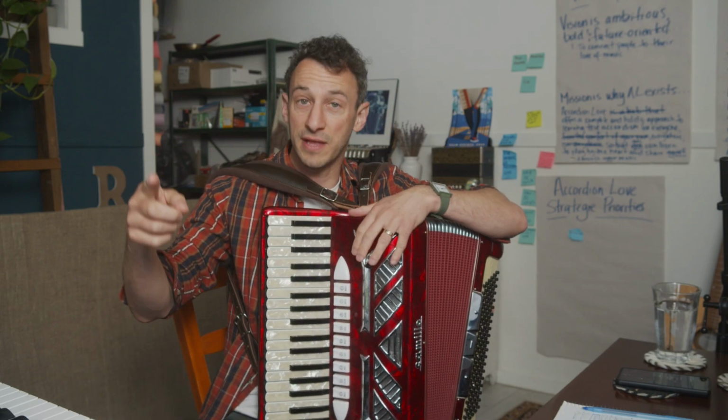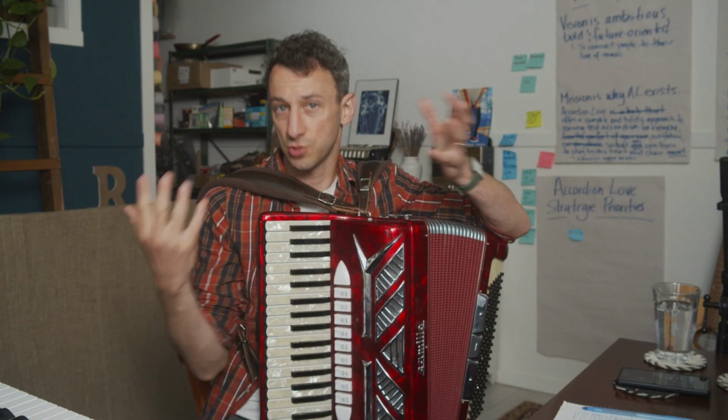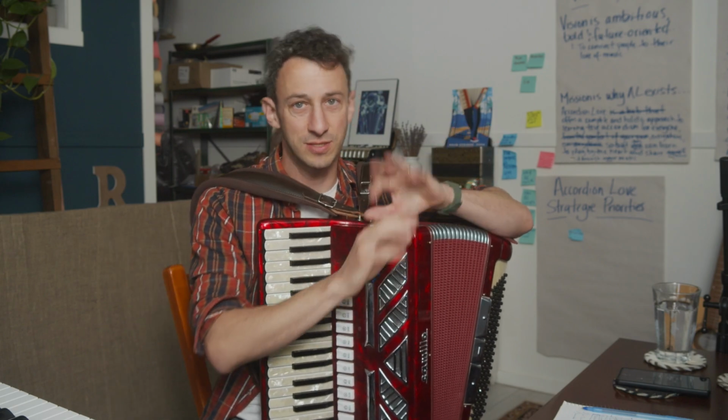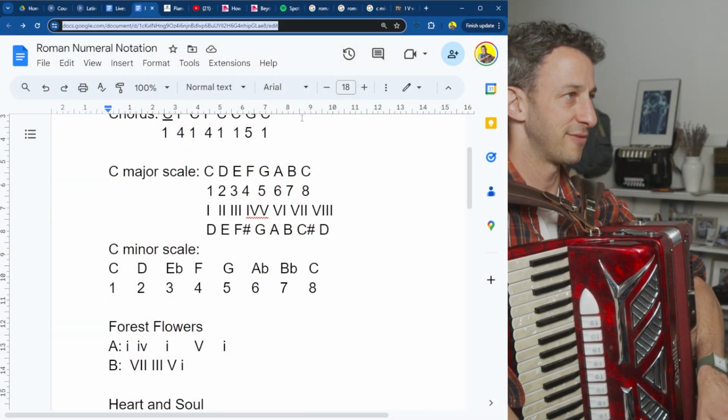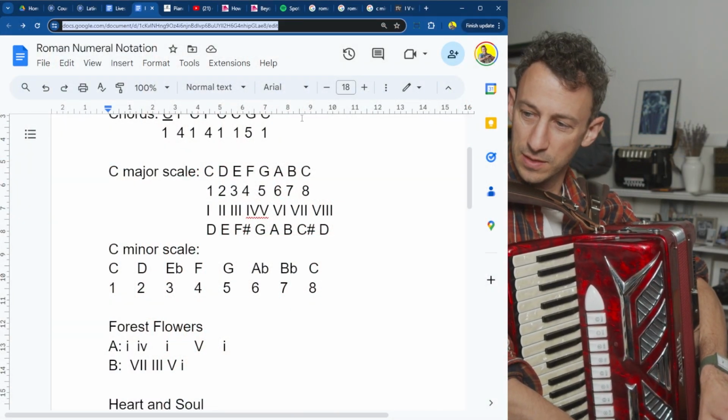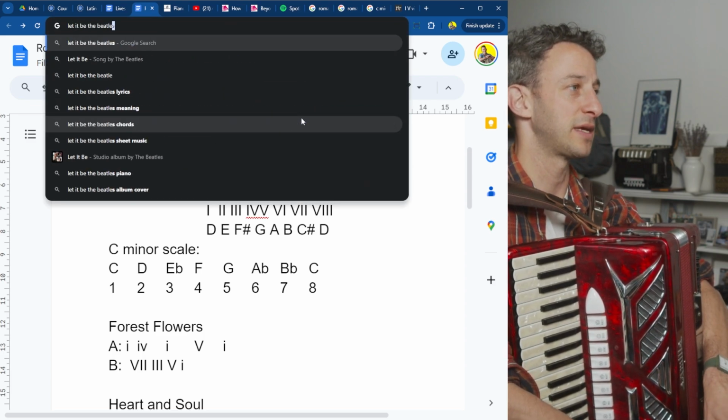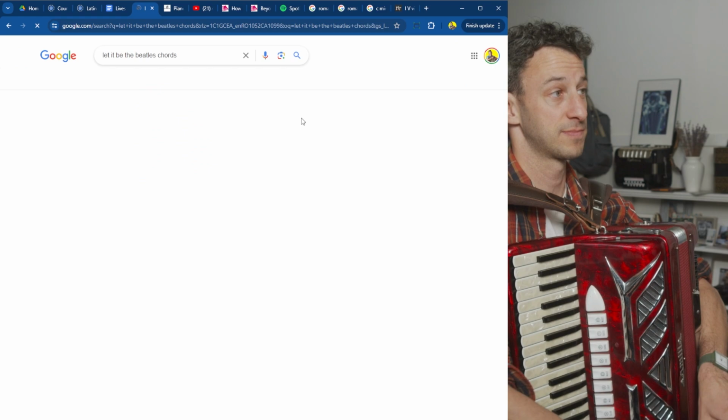We start to play with other musicians easier. The more we do this, the easier it gets. What you can do to practice is pull up sheet music that you know, pull up a lead sheet on Accordion Love or otherwise. Let me show you what we can do. Whether you're part of Accordion Love or not, let's do Let It Be, the Beatles chords.